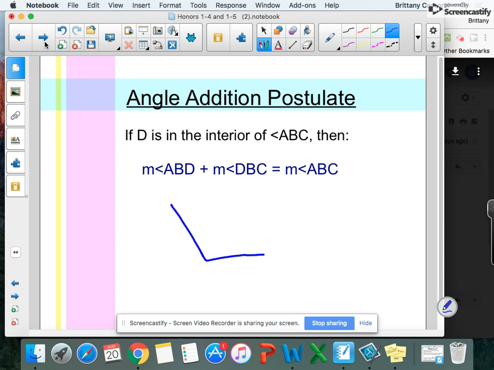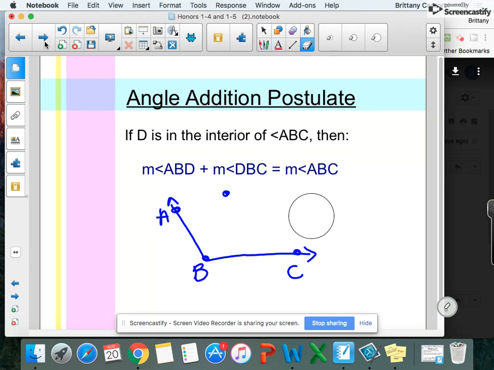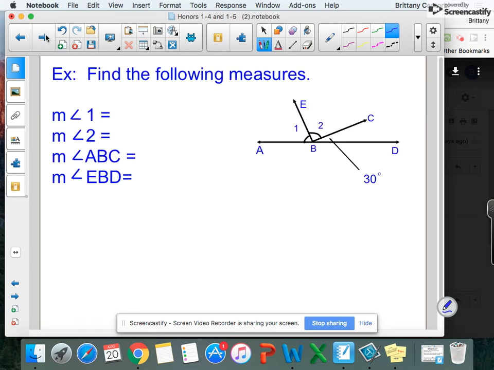So if we look at an example here, we would have ABC is our angle. And then it says that D is in the interior. So it could be anywhere. It could be here, it could be over here, here. It doesn't matter where that point is, but just point D is inside the angle. And then we also know from our postulate that through any 2 points, there is exactly one line. So we can draw a ray going like this. So the angle addition would say that angle ABD plus angle DBC equals the total ABC. So we're going to use that to solve some problems.